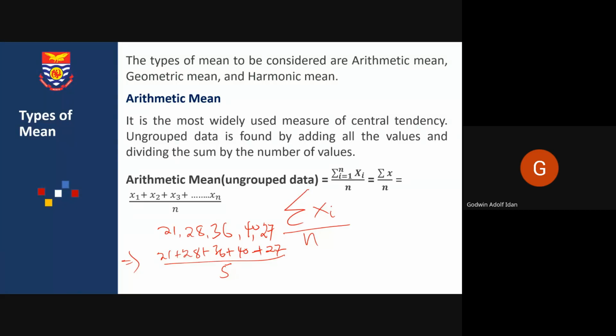When you divide it by 5, that gives you the mean age. So somebody should point it out for me and see what will be the mean age of this distribution. 30. The answer is 30. Yes, please. Okay. So this is how we compute the arithmetic mean, particularly for ungrouped data.